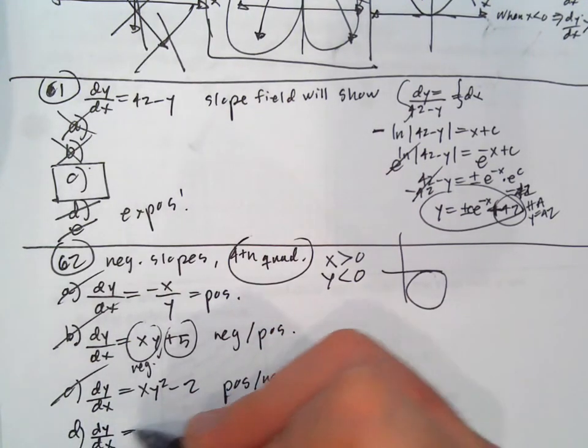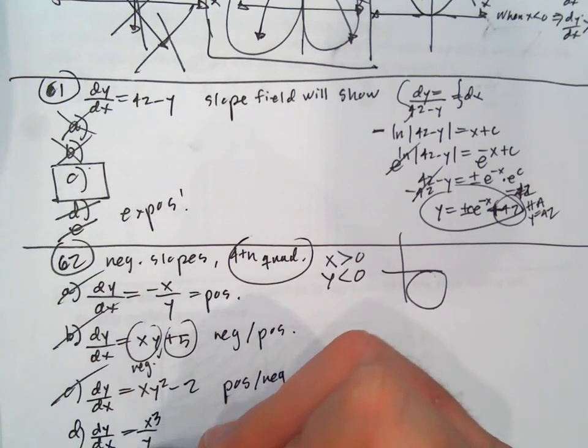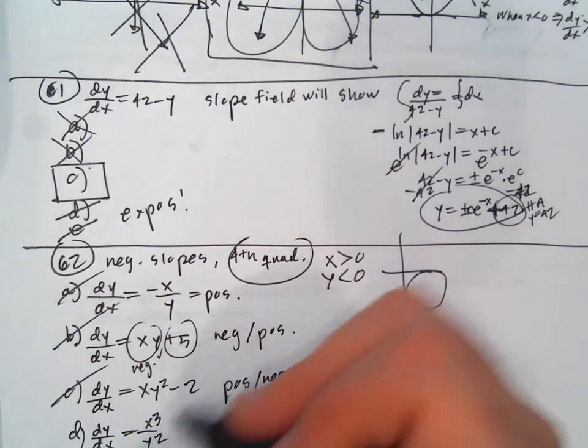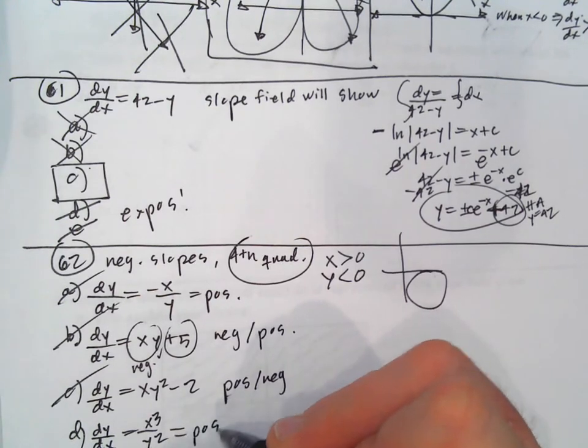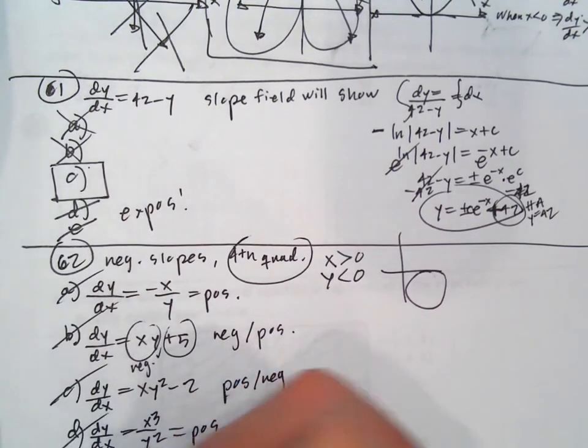D, x cubed over y squared. Well, x is positive, so that's going to be positive. y is negative, squared it's going to be positive. This is going to be positive for sure all the time. So that one's out.